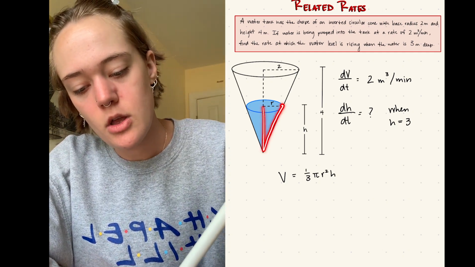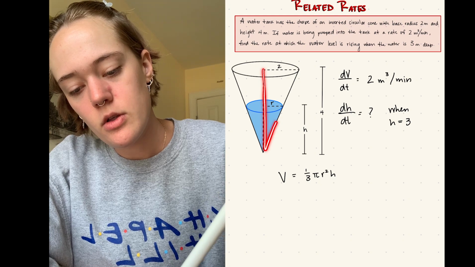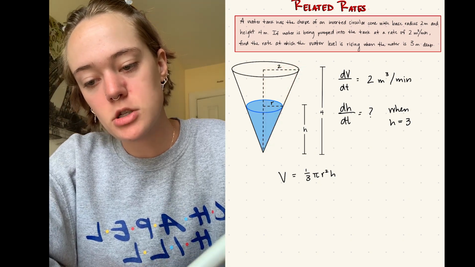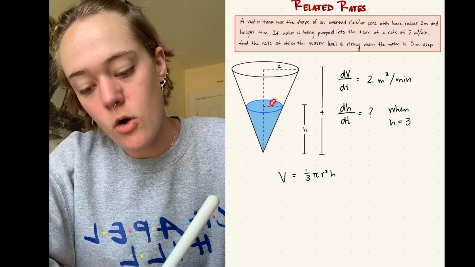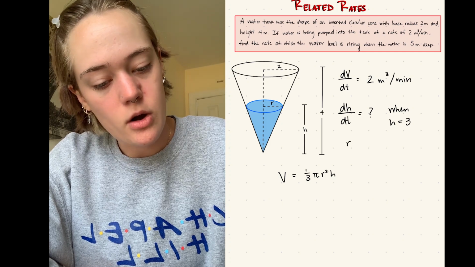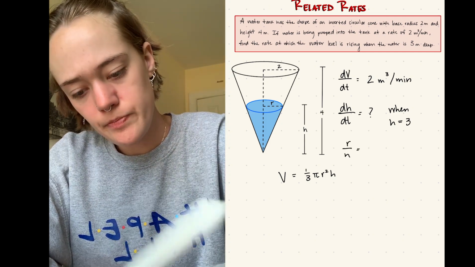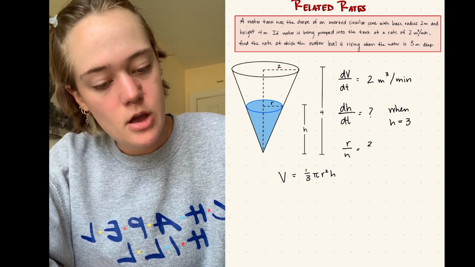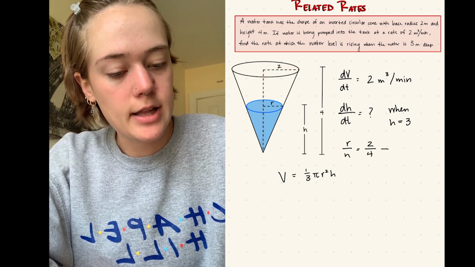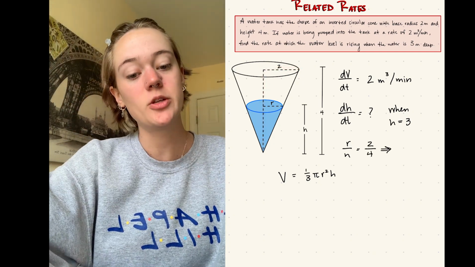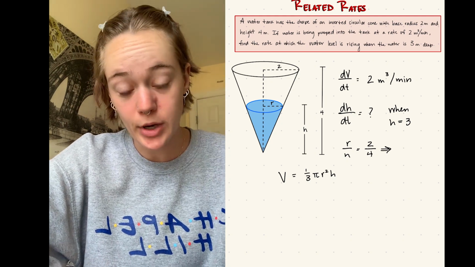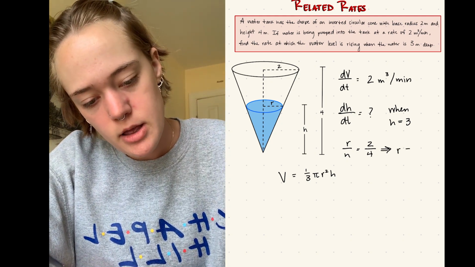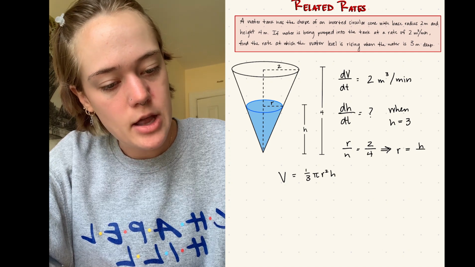We've got a triangle right here, and then a triangle right here. So let's use proportions. We know that r over h is equal to, let's see, 2 over 4. Okay, we've got an expression that relates r and h. Let's now solve that for r. So if we multiply by h on both sides, and 2 over 4 is just 1/2, we're going to have our r is equal to h over 2.